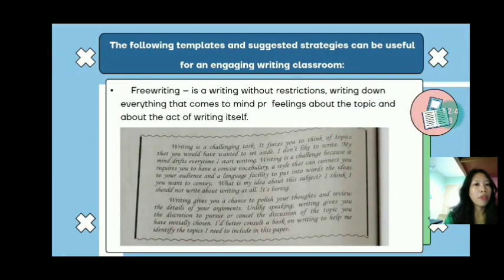From the word free, you are free to write everything that comes to your mind. What is shown in the picture is an example of free writing where the teacher lets the student write their own idea of what is writing. So, in that way, the students can freely give their ideas about what is writing.